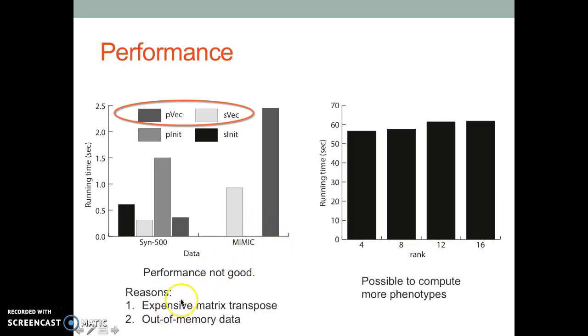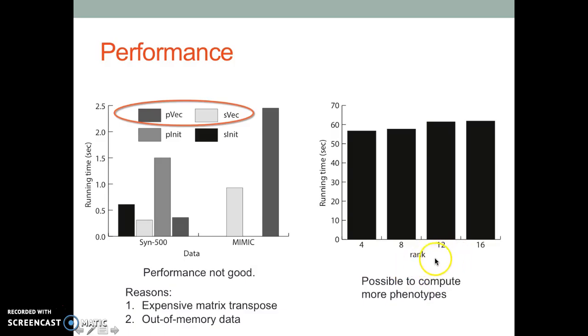So we analyzed the reasons. One reason is that we use expensive matrix transposes, because Breeze stores the matrix in column-major format, but we need to compute each row, so we need a lot of matrix transposes. And another reason is that maybe we need to use larger data than the MIMIC-3 dataset.